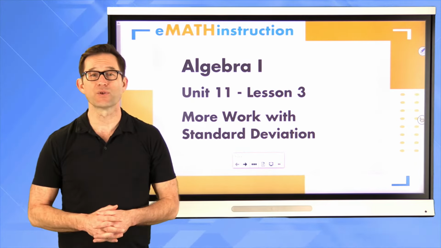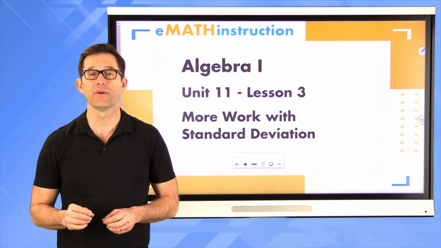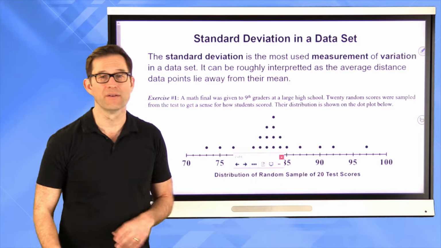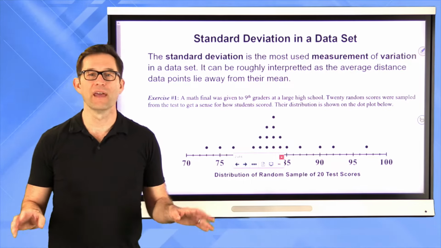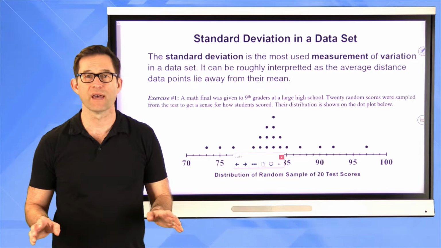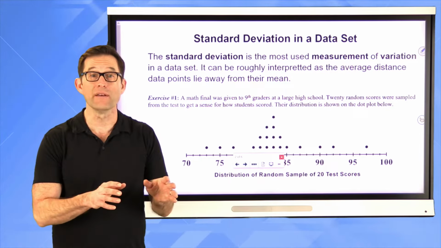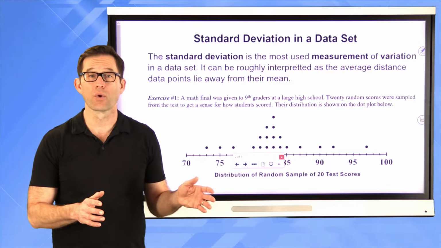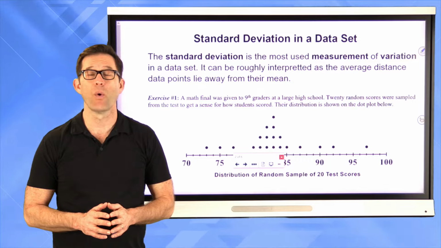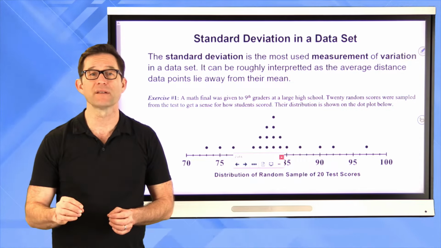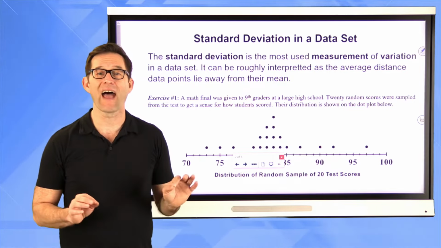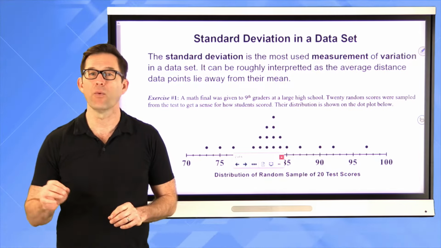In the last lesson we sort of started to delve into this thing called standard deviation, and in this lesson we just want to explore it more. So let's get right into it. The standard deviation of a data set. The standard deviation is the most used measurement of variation in a data set, right? And we've already seen these three different measurements: the range, the interquartile range, and now the standard deviation. By far, the standard deviation is the one that in real applied statistics you see come up the most. Now, it can be roughly interpreted as the average distance that data points lie away from the mean.